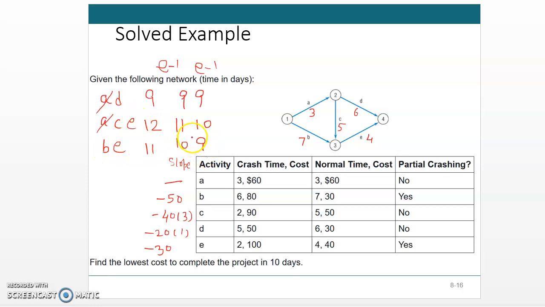So now the objective has been completed. The objective is to reduce the duration of the project to 10 days. And how did we do it? We reduced activity E by 2 days.